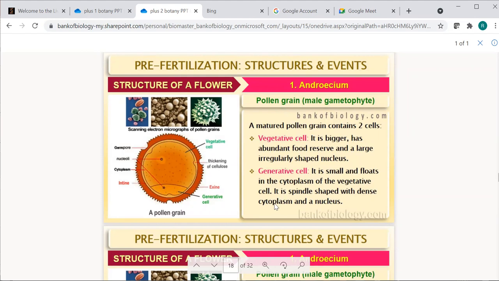ठीक है. Then the generative cell, it is small and floats in the cytoplasm of vegetative cell. It is spindle shaped with dense cytoplasm and nucleus. It has nucleus. ठीक है.